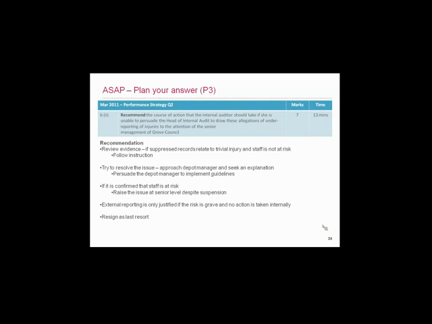Again, if it's confirmed that staff is at risk and the manager is unwilling to cooperate and adhere to the guidelines, the issue needs to be raised at the senior level despite the suspension. As I said, it's more important for the council to be aware of the risk, and it's the job of the internal auditor as a professional herself to do the duty of her job. External reporting is only justified if the risk is so grave and no action is taken internally.